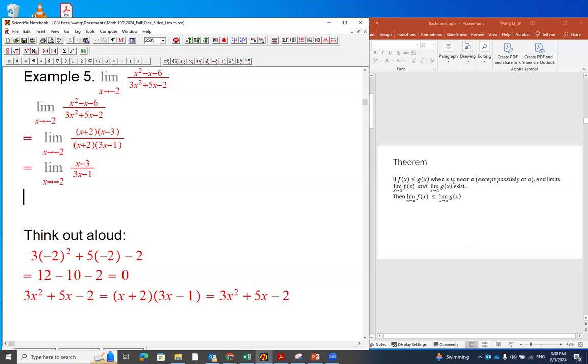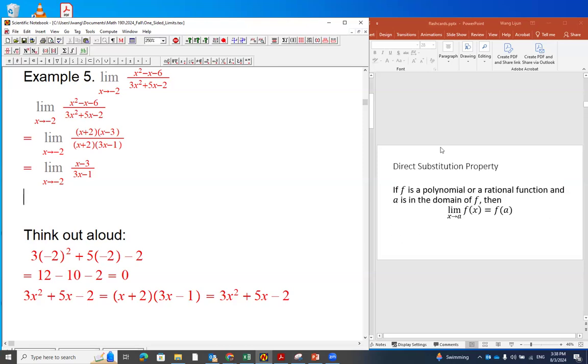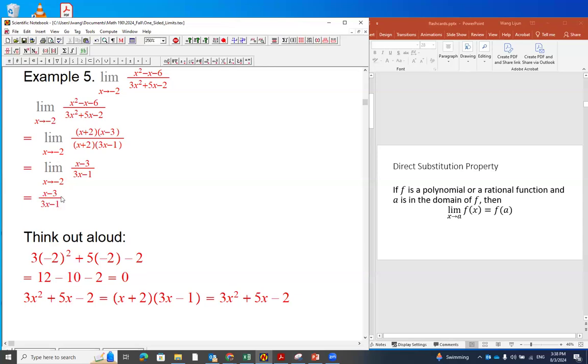So where's my direct substitution theorem? My direct substitution theorem right here. It's a rational function and -2 is in the domain. So the next step is straightforward, direct substitution. To do direct substitution, and I'm just showing you how to show work, you can drop the limit part and bring -2 to replace x. That's how you write it.